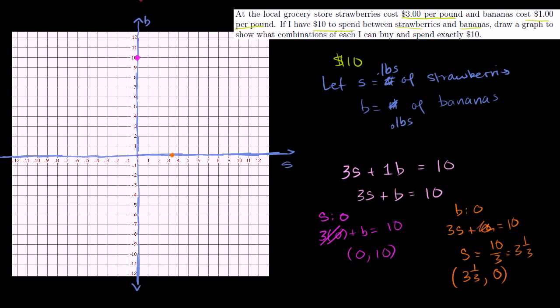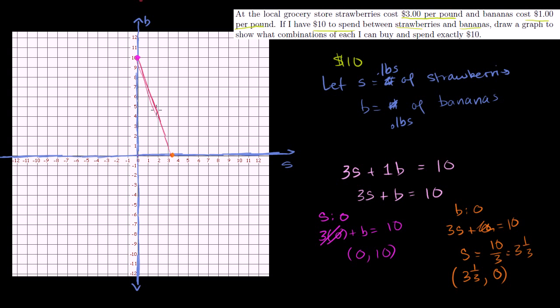And this whole line I'm going to draw, I'm just going to draw it in the first quadrant, because I can't have negative bananas. I'm not going to sell pounds of bananas. And I can't have negative strawberries. We're not talking about selling strawberries. So I can only buy these things. So this is the amount that I'm buying. So let me connect the dots right there.